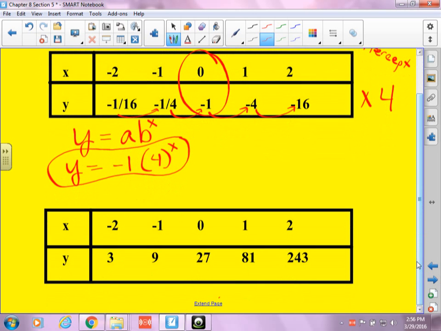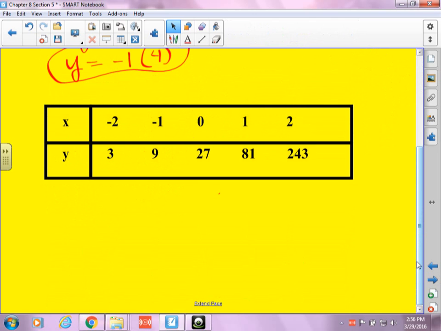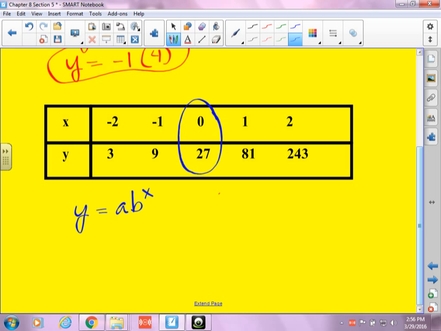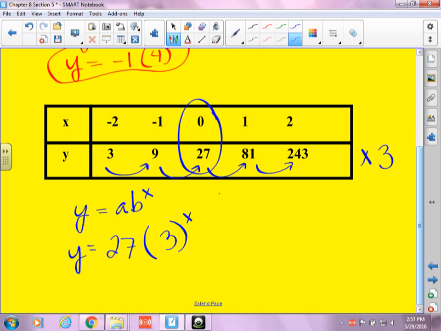So let's go down here and take a look at another example. y equals ab to the x. Again, I'm going to look for the x value where it's 0. My y is 27, so a ends up being 27. Now I'm going to look at my b value. Again, I'm looking at these values to see how they change. You're going to notice each time I'm multiplying it by 3. So it's going to be 3 to the x. And there is my exponential function.